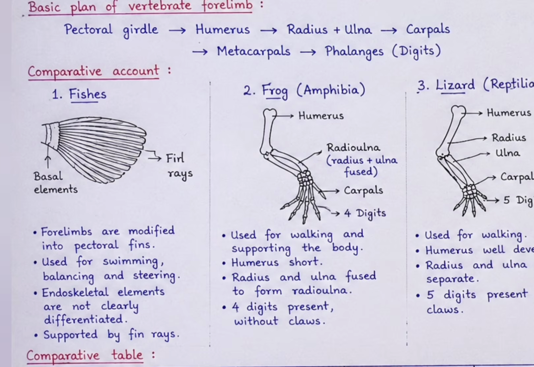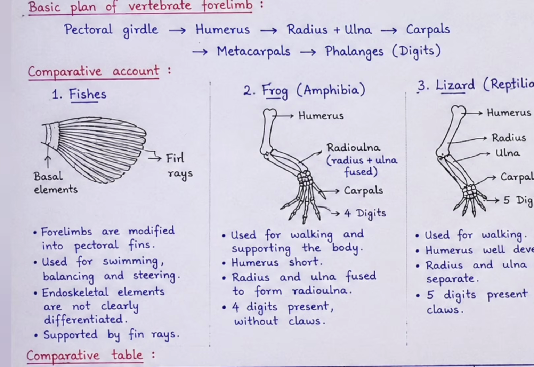Second point, the humerus is short. In our body, the shoulder bone is called the humerus, and the thigh bone is called the femur. Thigh bone starts with F, femur; the shoulder bone starts with H. The humerus is short in frog and long in mammals.